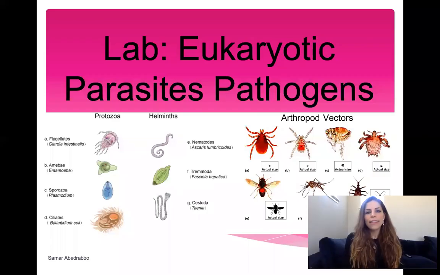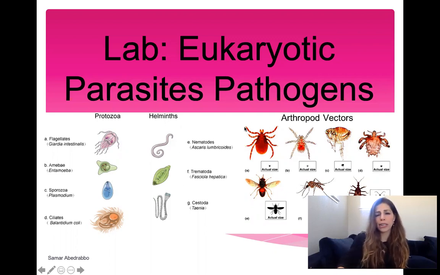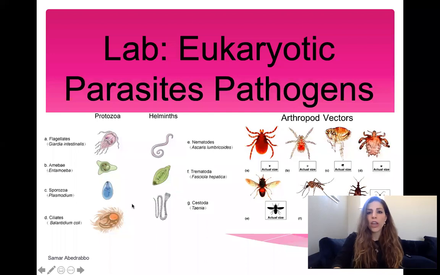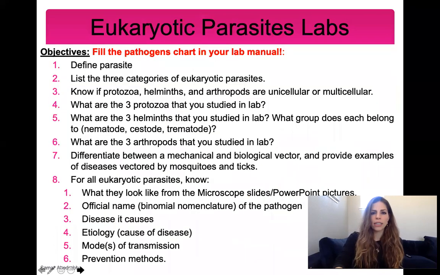Hi everyone. In this lab, you're going to learn about eukaryotic parasites or eukaryotic pathogens, so eukaryotes that cause disease. And we're going to focus on three different eukaryotic parasite groups. We're going to talk about Protozoa, Helminths, which are worms, and Arthropods. And in each category, we're going to look at specific examples of each. So these are all eukaryotic parasites that cause disease. And usually parasites are pathogens.